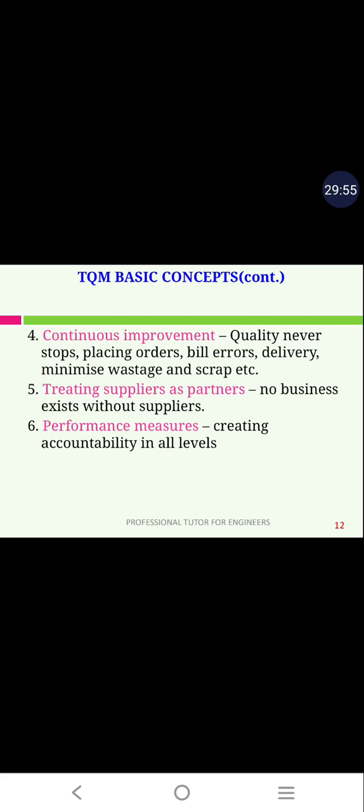So these are the six basic concepts that have to be followed and implemented in total quality management. I hope you understood these concepts. That's all for today's session. I hope you got some idea.